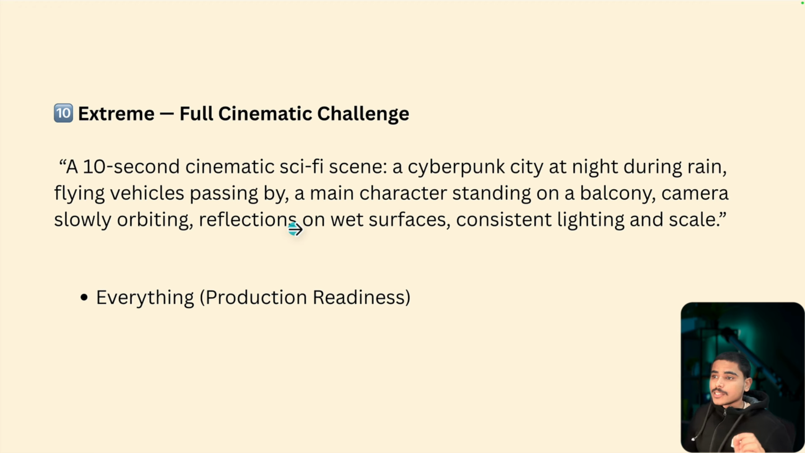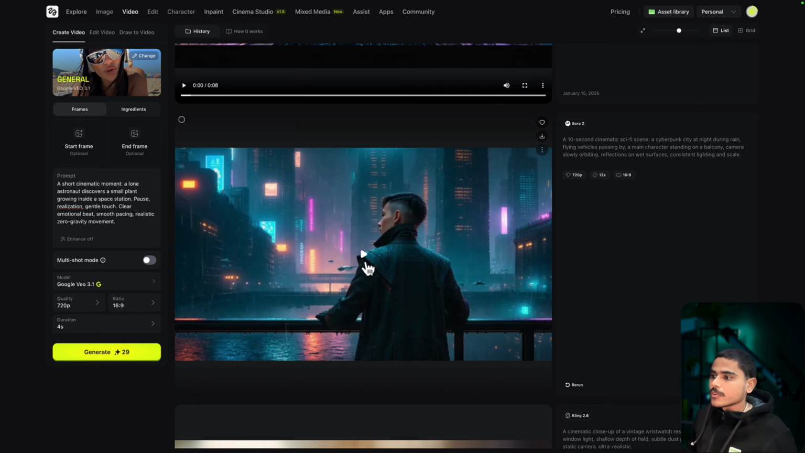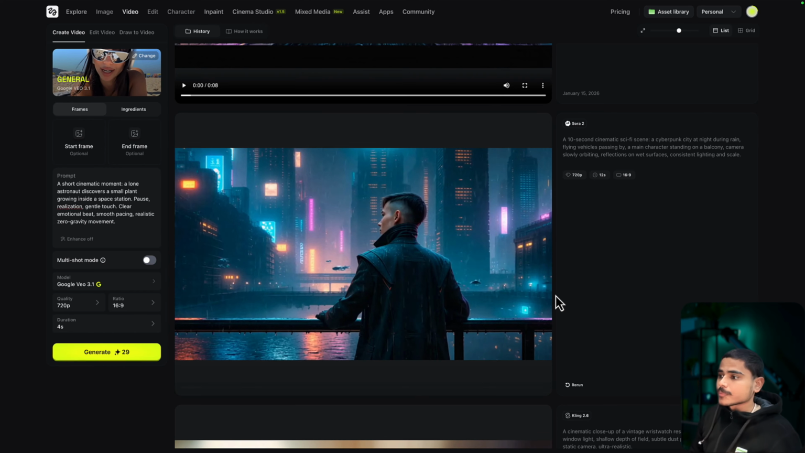And now for our last prompt, we want a 10-second cinematic sci-fi scene. A cyberpunk city at night during rain, flying vehicles passing by, a main character standing on a balcony, camera slowly orbiting, reflections on wet surfaces, consistent lighting and scale. So let's see who can pull this off. First up we have Sora 2.